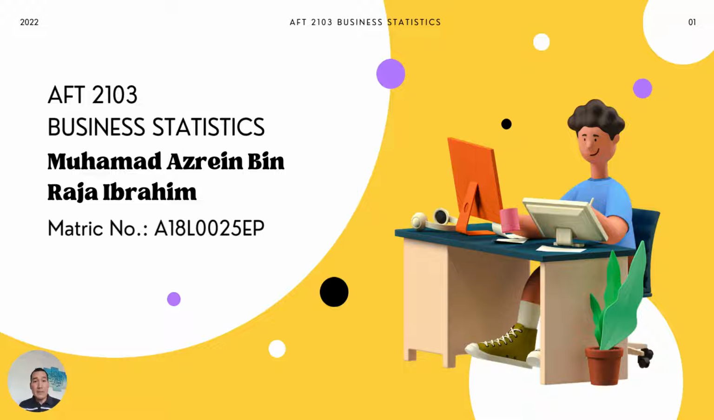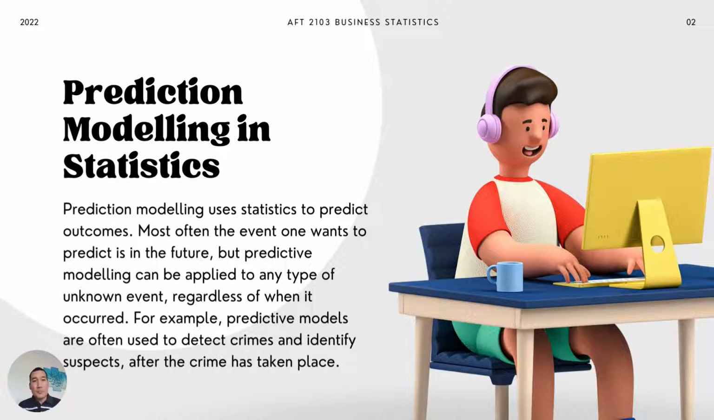A18L0025EP. Today, I'm going to be presenting about AFT 2103 Business Statistics. As an introduction to predictive modeling in statistics, predictive modeling uses statistics to predict outcomes. Most often, the event one wants to predict is in the future, but predictive modeling can be applied to any type of unknown event, regardless of when it occurred. For example, predictive models are often used to detect crimes and identify suspects after the crime has taken place.